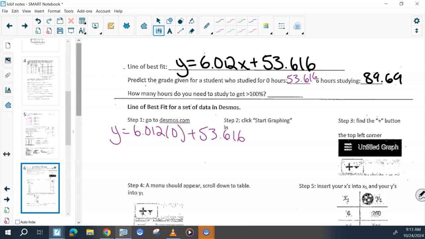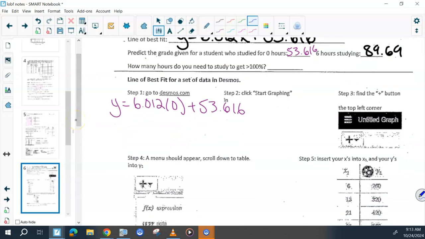For the last part, again, you can set this up algebraically, and then I'll show you how to do that one in the calculator also. This one is asking how many hours we need to study to get a grade greater than 100. Now we're given the grade, y, so that's where that's going to go, and we're now solving for x. So I would subtract. Go ahead and subtract that. Tell me what that is. Everyone should be subtracting that.